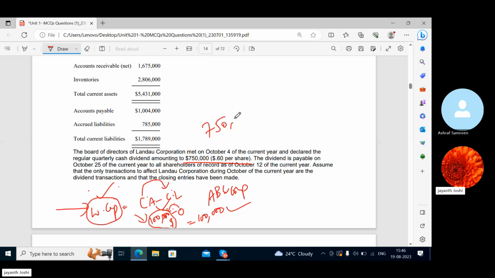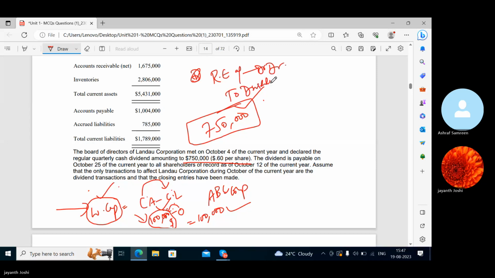So what is the entry when you declare the dividend? When there is a declaration of dividend, it will debit the retained earnings account. Retained earnings account debit. Two, it will create a liability, dividends payable. Right? So when there is a declaration of dividend, can I say there is a liability which has got created right now? When the company declares the dividend, they have to pay it or not? Yes, they have to pay.